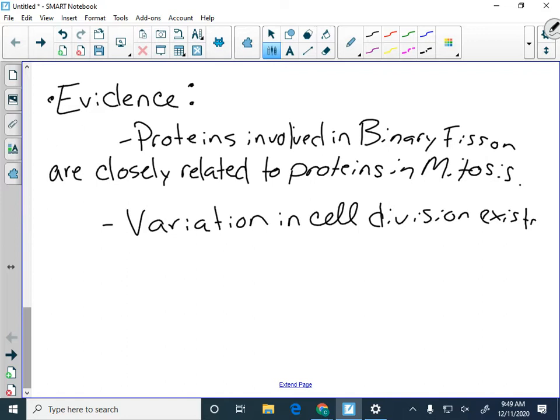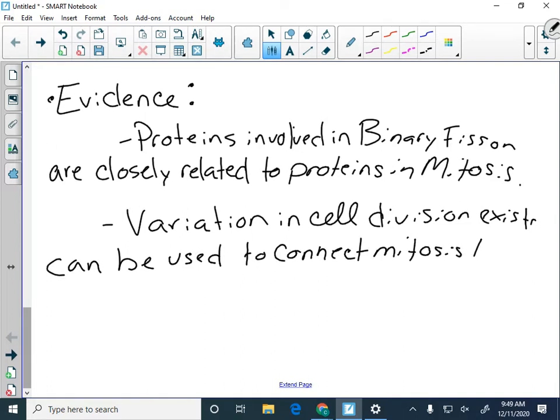And it can be used like steps to connect mitosis to common ancestors. So there's our evidence.